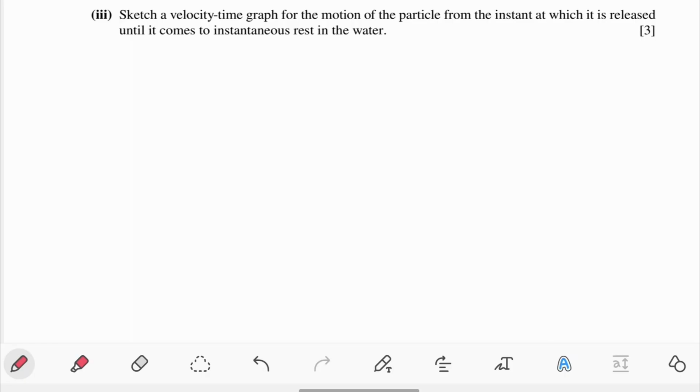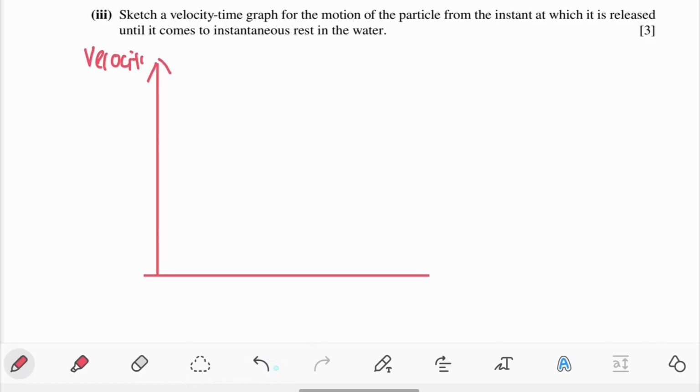Next, sketch a velocity time graph for the motion of the particle from the instant it is released until it comes to instantaneous rest in the water. Okay, so let me draw my axes and label them. This is velocity in meters per second and time in seconds.